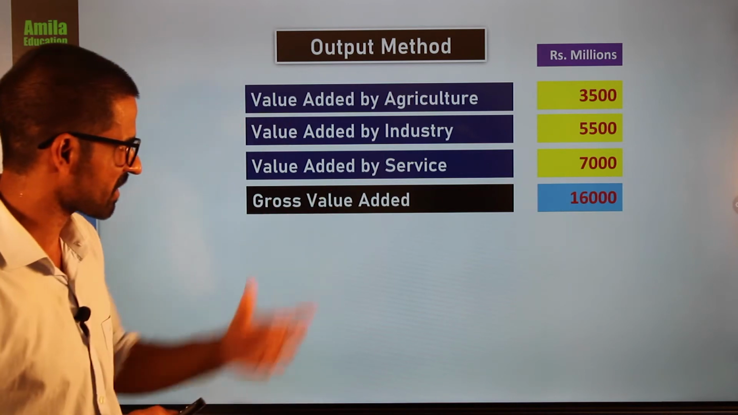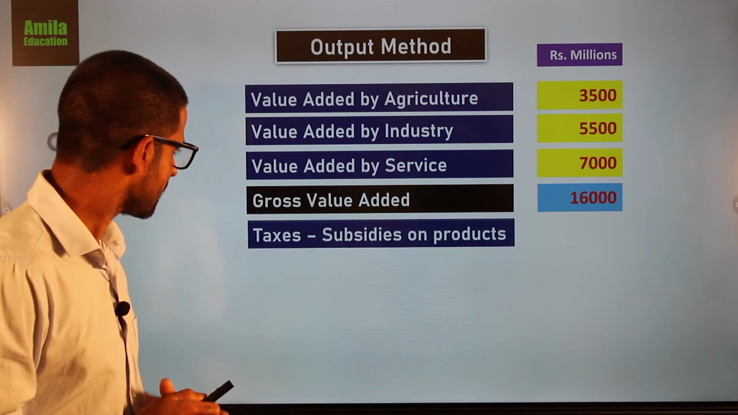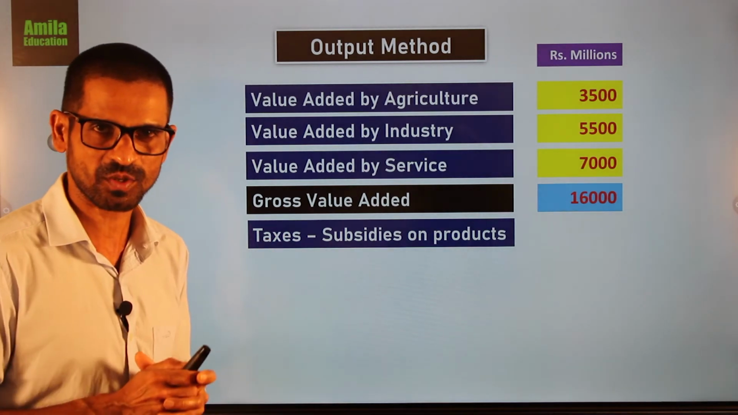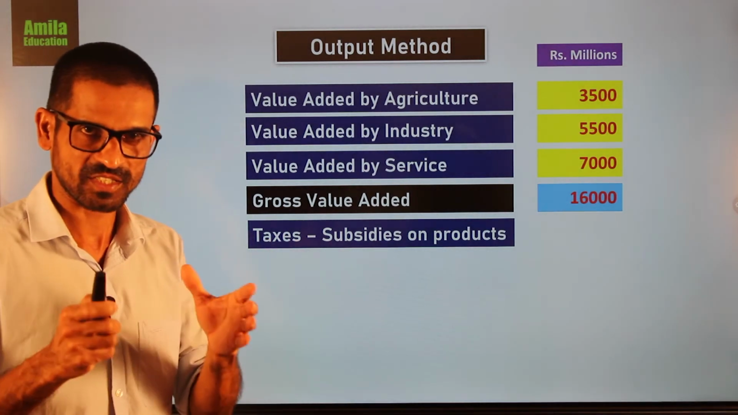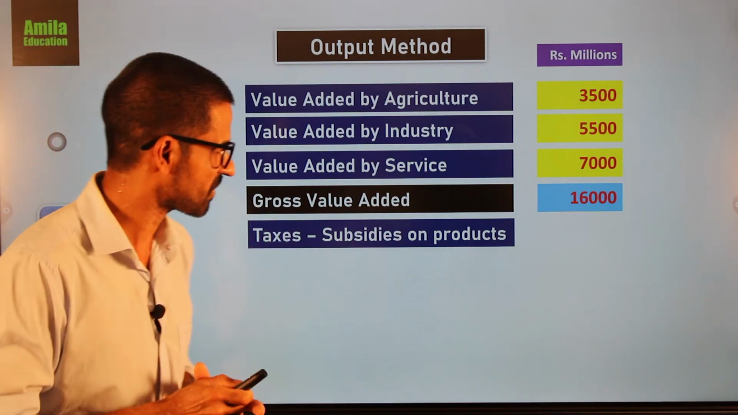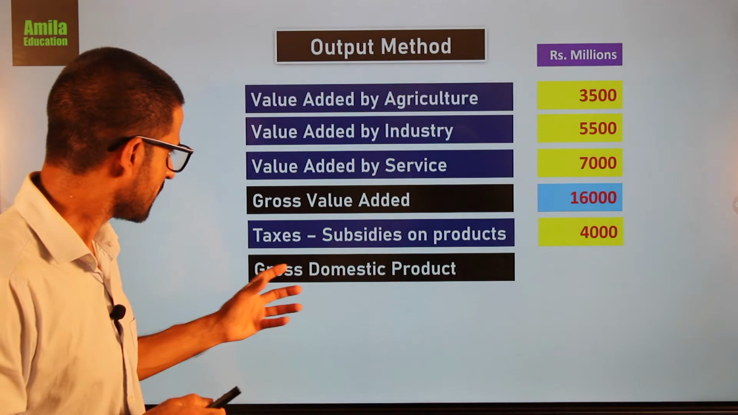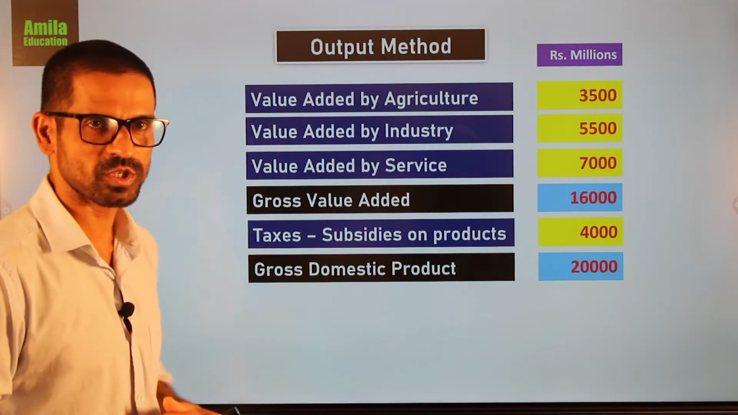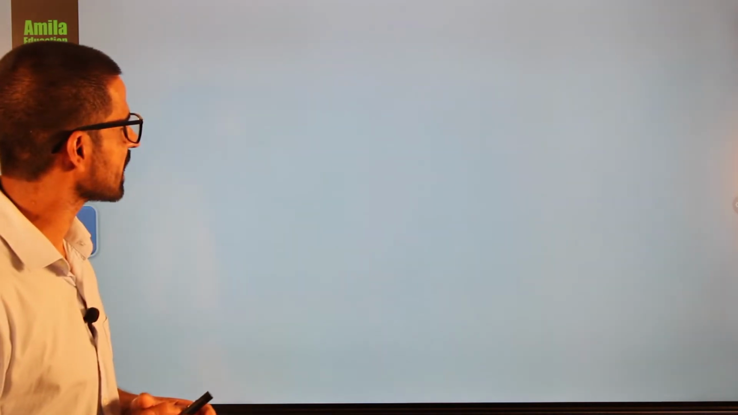To that, which is 16,000, you add taxes minus subsidies on products, or you call it net taxes on products. Net taxes means taxes minus subsidies on products. Product means goods and services. Then you reach gross domestic product. This is the output method. Then we have to go for the income method.